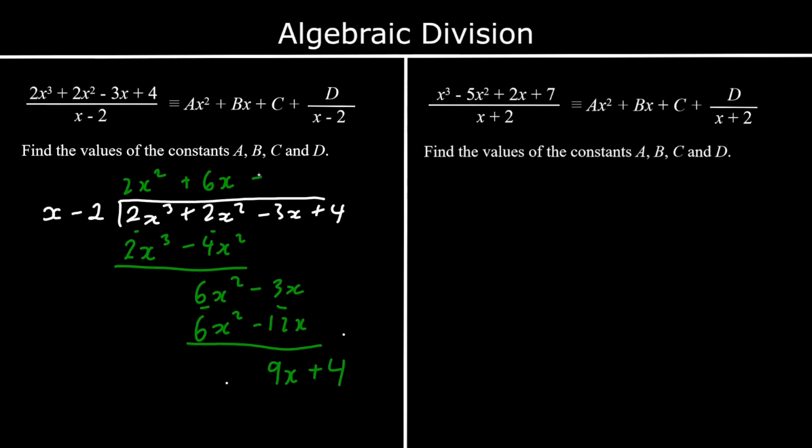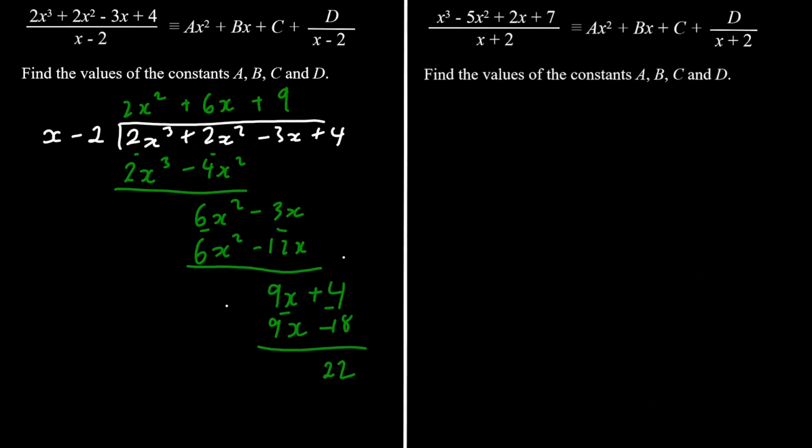9x over x is 9. 9 times x is 9x. 9 times negative 2 is negative 18. And take away. 4 plus 18 is 22. So 22 is our remainder. That's what goes on top. So we have 2x squared plus 6x plus 9 plus our remainder over x minus 2.